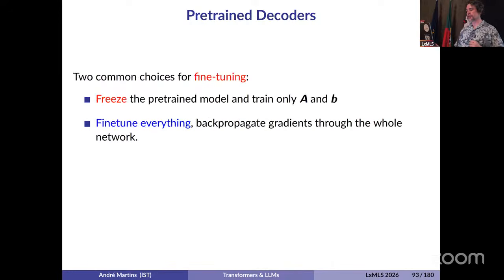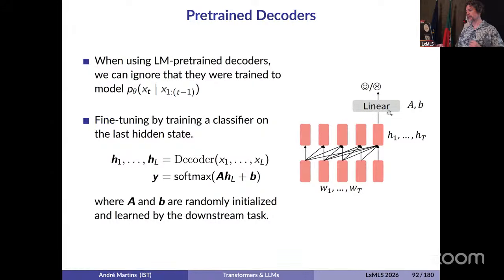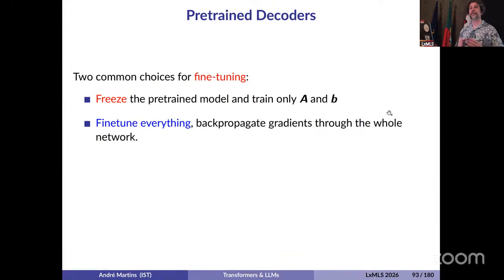So in fact, there's two common choices for fine-tuning. You can either freeze the pre-trained model completely and train only this linear layer, or we can also fine-tune everything, including the language model parameters. It's going to be more costly because you typically have way more parameters in the language model than in this last layer. But typically you can do a little bit better because you can gain from backpropagating gradient information through the entire network.